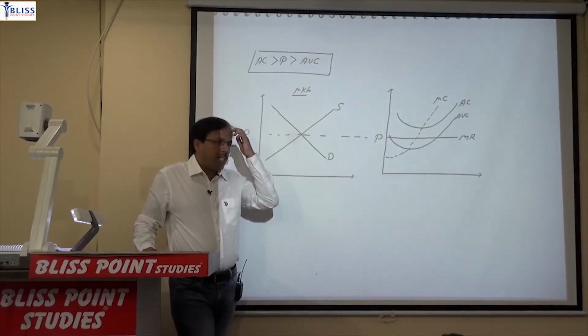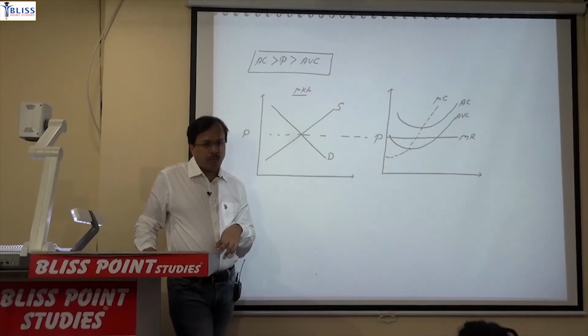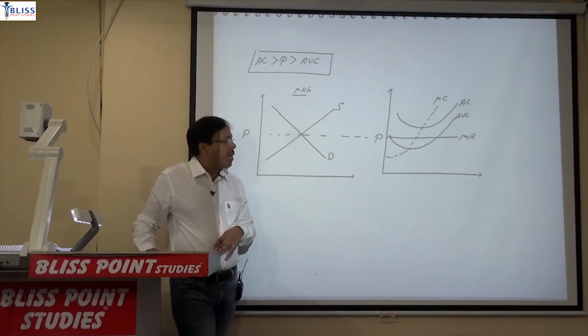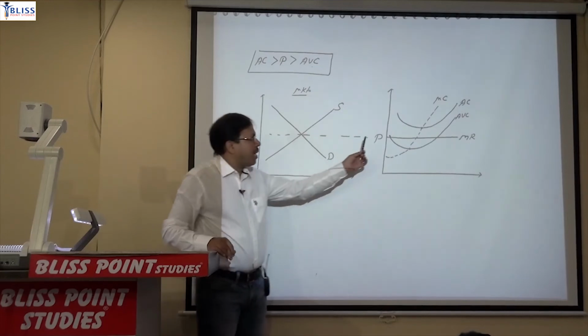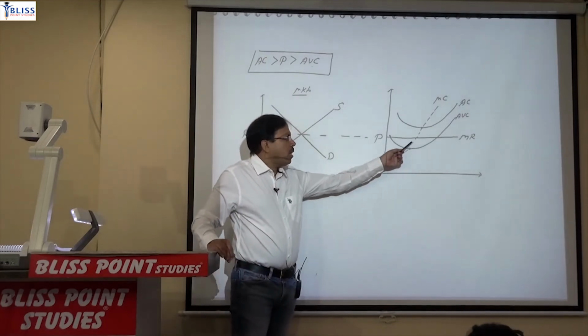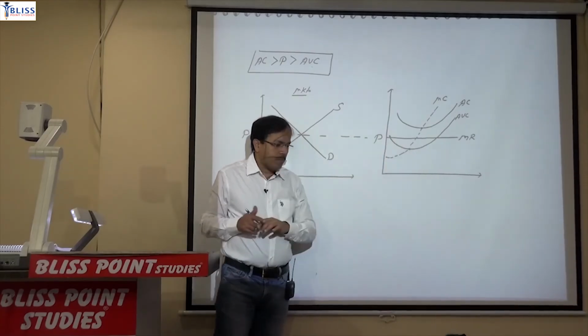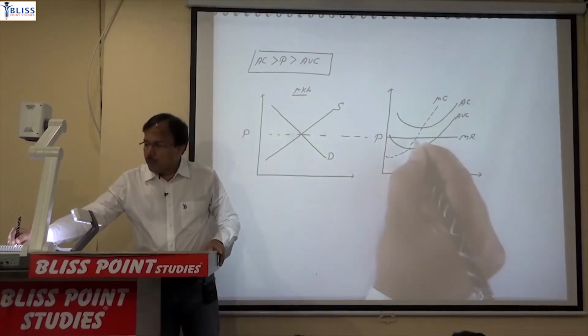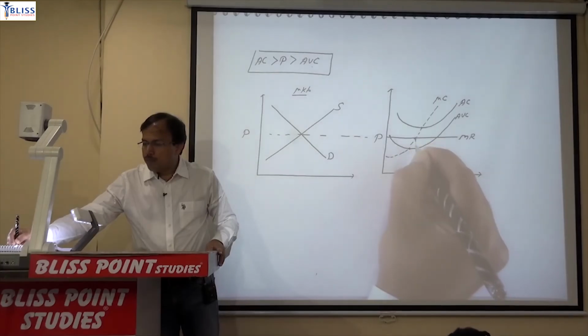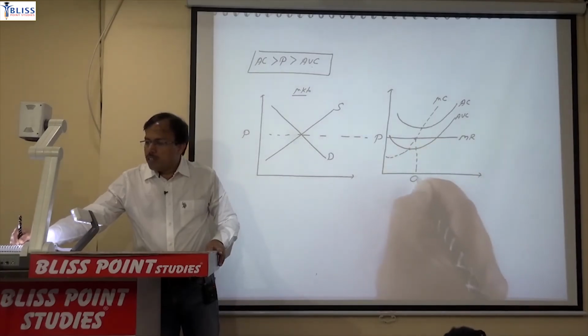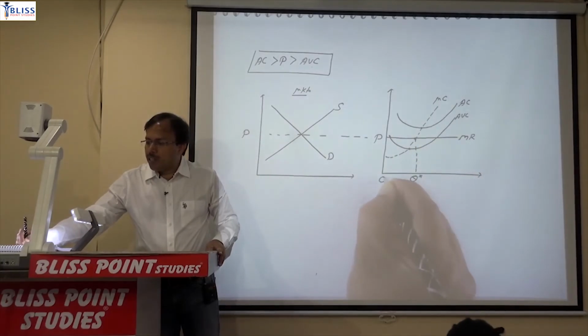Apply MR MC condition now, because you are following MR MC approach. So where MR is equal to MC, here is the intersection of MR and MC. MR line is this horizontal line. MC and MR are equal here. Mark that quantity first. This is the quantity where equilibrium condition is satisfied.